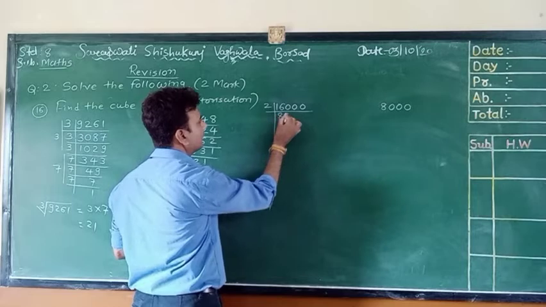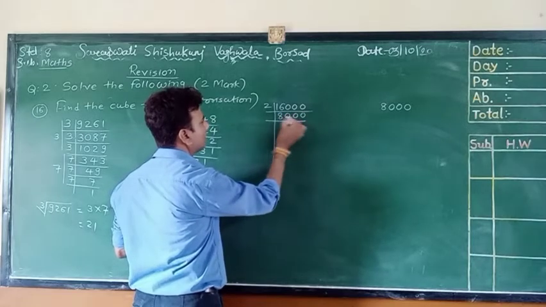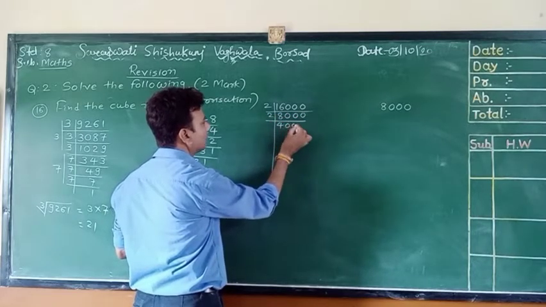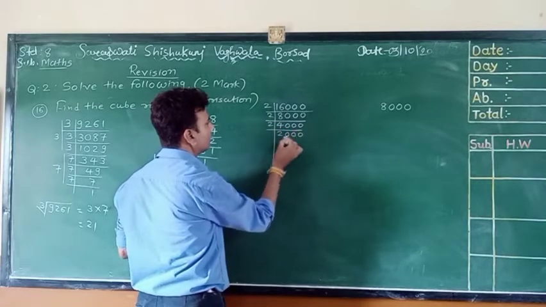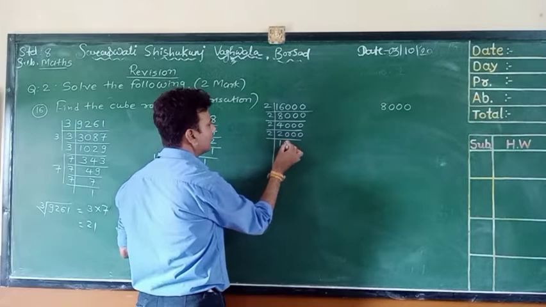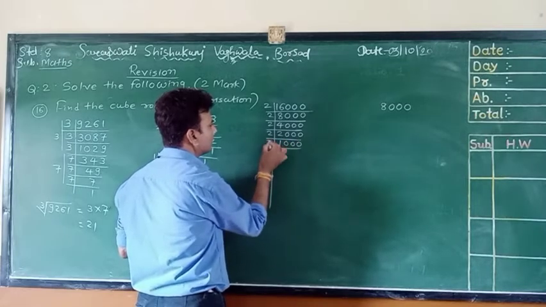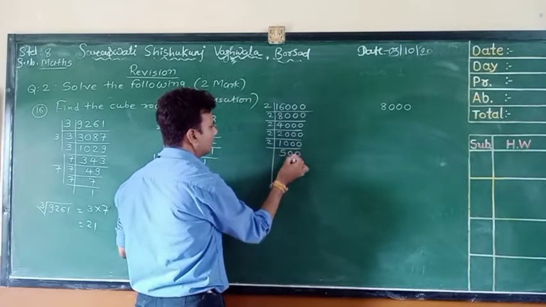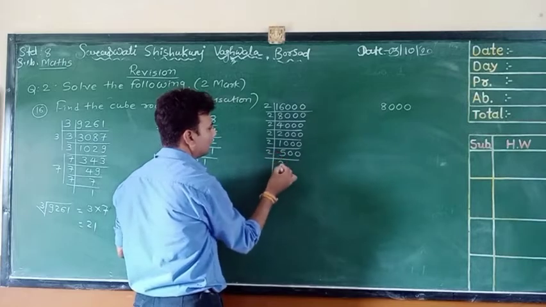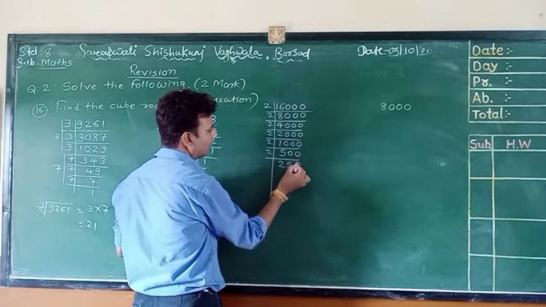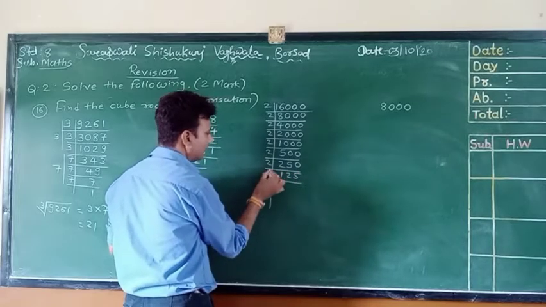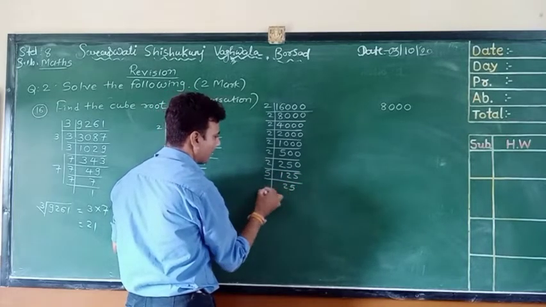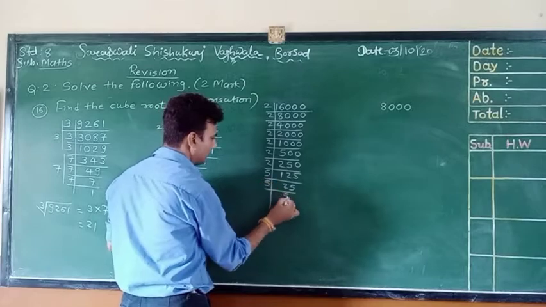2 8s are 16, 0 0. 2 4s are 0 0. 2 2s are 0 0. 2 1s 0 0. 2 5s are 10, 0 0. 2 2s are 4. 1 remain. 2 5s are 0. 2 1s are 10, 25. Then 5 25. 5 5s are 25.